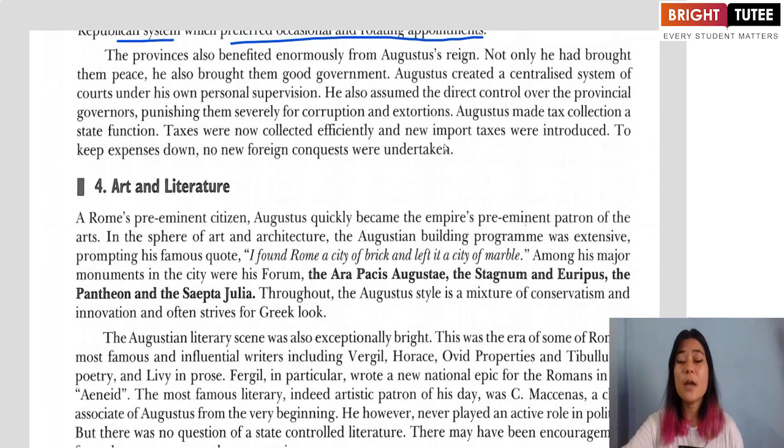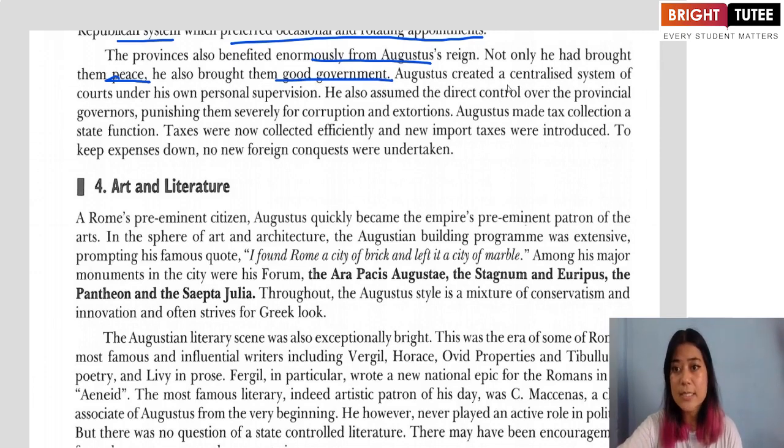Now, of course, the empire benefited enormously from Augustus' reforms, from his reorganization of the army and his administrative reforms. He not only brought peace. One of the main important contributions was that Augustus made sure that peace was maintained in the empire. But he also established good government.